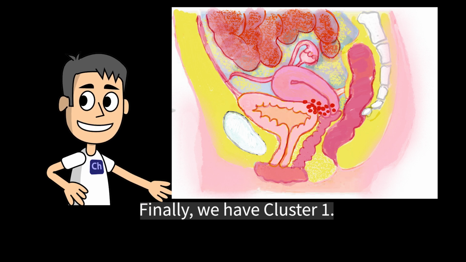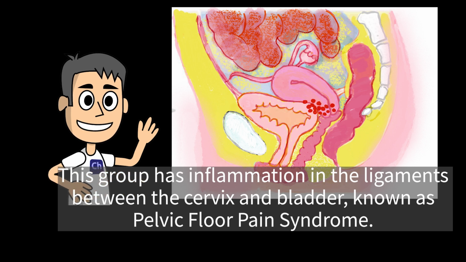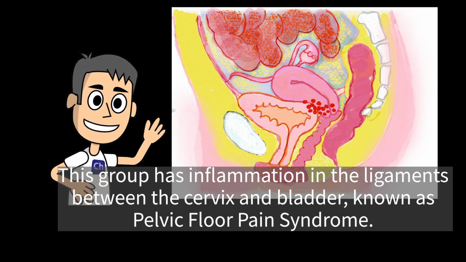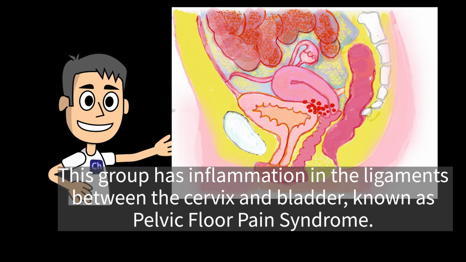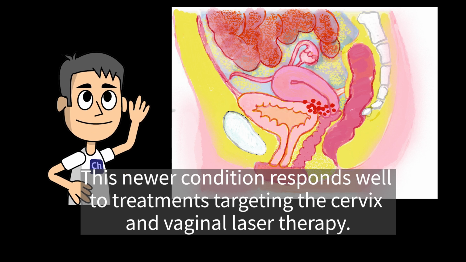Illustration 4, Cluster 1, Pelvic floor pain subtype. Finally, we have Cluster 1. This group has inflammation in the ligaments between the cervix and bladder, known as pelvic floor pain syndrome. This newer condition responds well to treatments targeting the cervix and vaginal laser therapy.